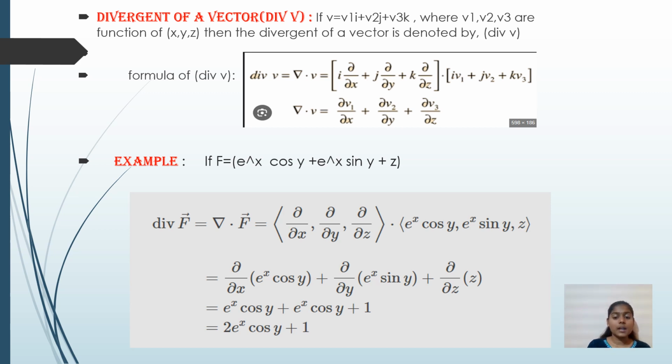Now, we take ∂/∂x of f1 plus ∂/∂y of f2 plus ∂/∂z of f3. f1 should be partially differentiated with respect to x, f2 should be partially differentiated with respect to y, and f3 should be differentiated with respect to z. Then the result is e power x cos y plus e power x cos y plus 1, which gives div f bar is equal to 2 e power x cos y plus 1, the solution of this problem.